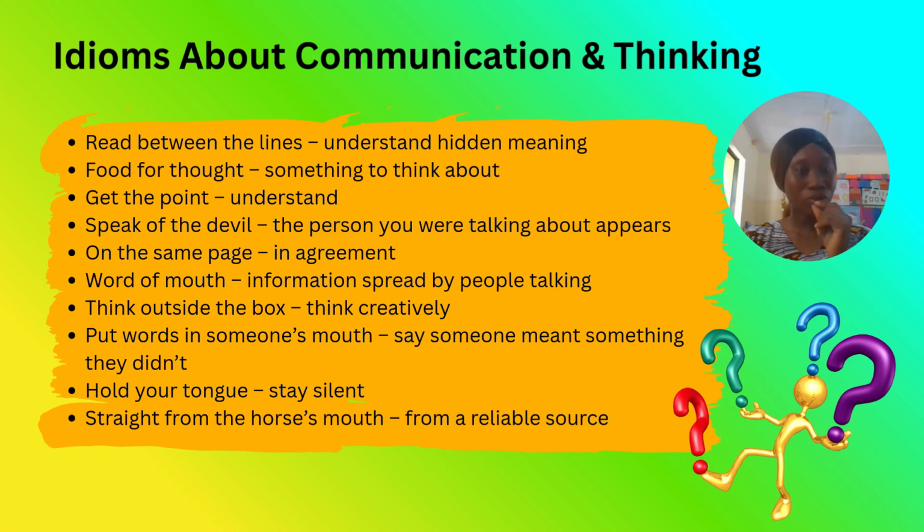Then hold your tongue. Like I said earlier, hold your tongue. Stay silent. You need to learn to hold your tongue. If Musa had held his tongue, he would not have spilled the beans about the surprise party. So if Musa had stayed calm, stayed quiet, stayed silent, he would not have revealed the secret about the surprise party. Then straight from the horse's mouth. You know what? I have it straight from the horse's mouth that you said this and that about him. So that's to hear from a reliable source.